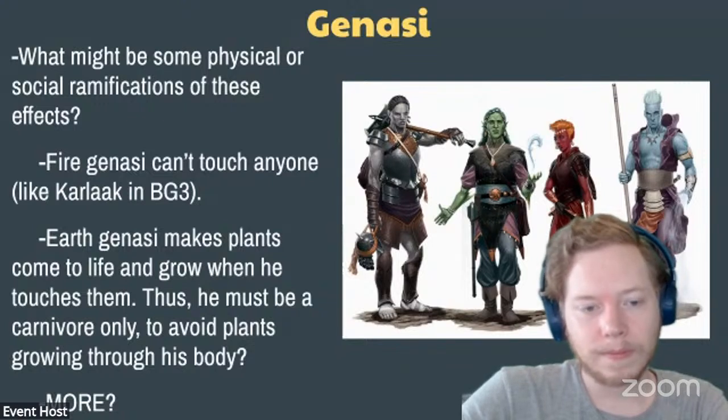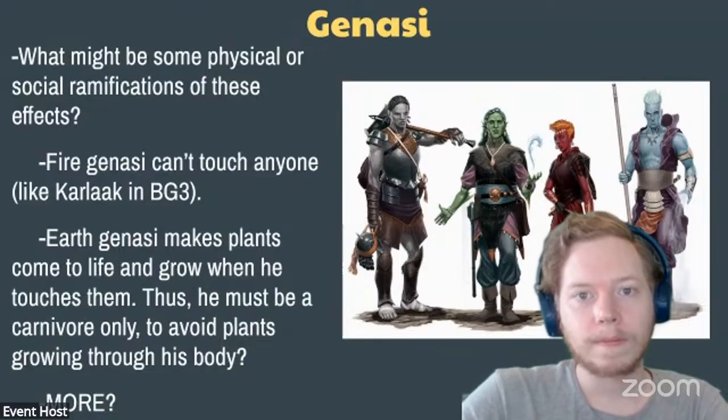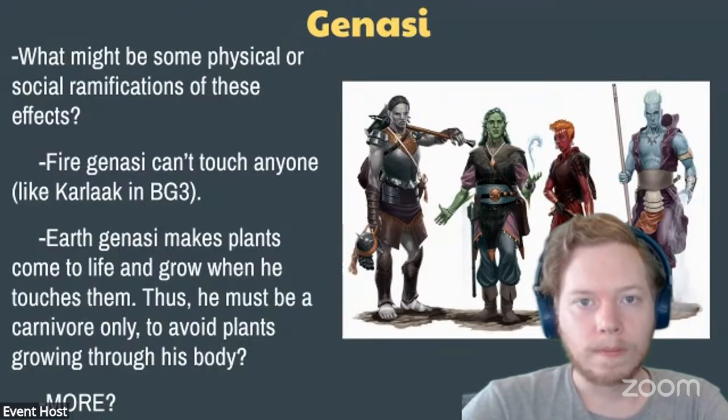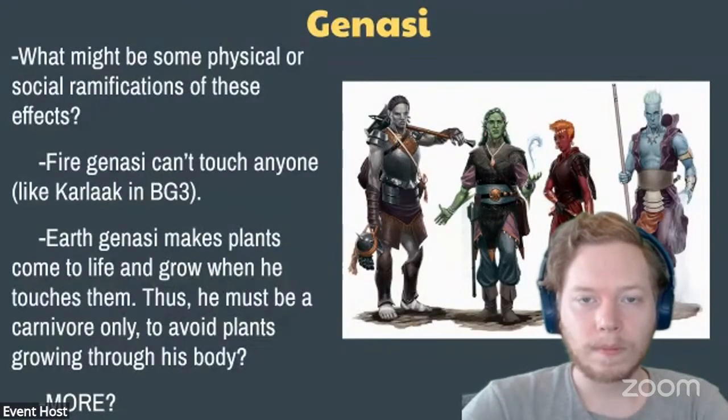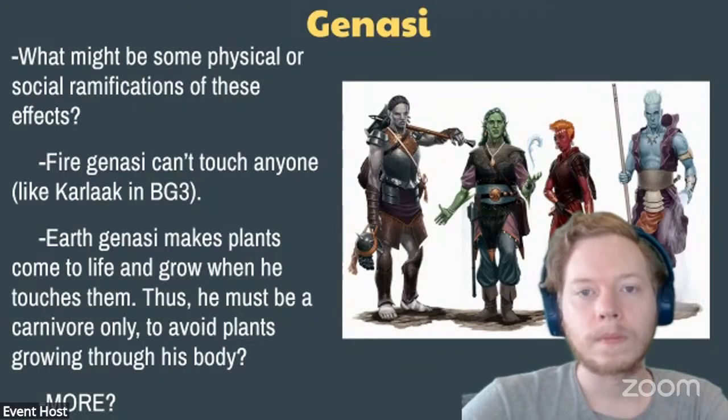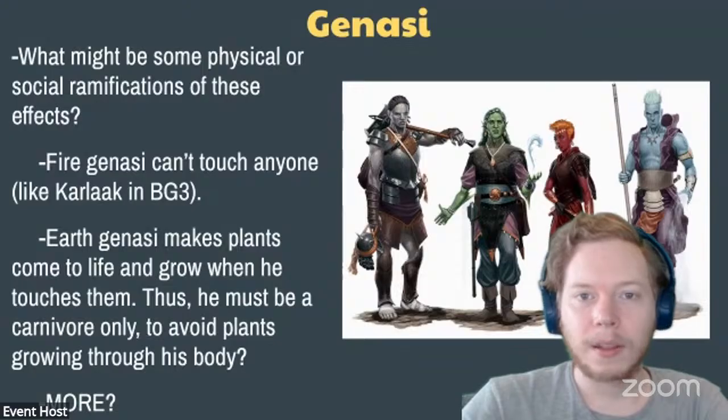Maybe if you're an air genasi, you are more prone to suffocation and pollution, and you need constant ventilation or moving air, so they actually design architecture like they do in dry climates, where they keep airflow moving through the building. Okay, so in that world, I might go ahead.